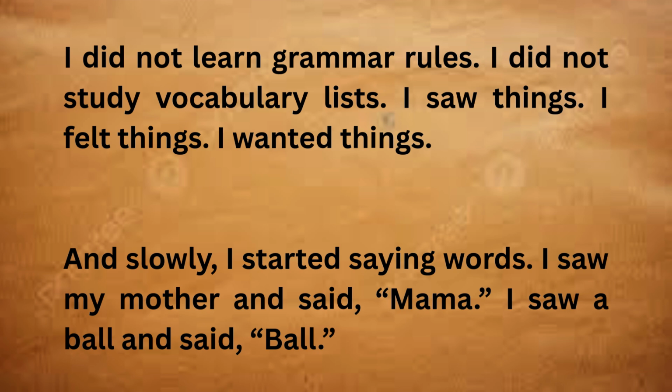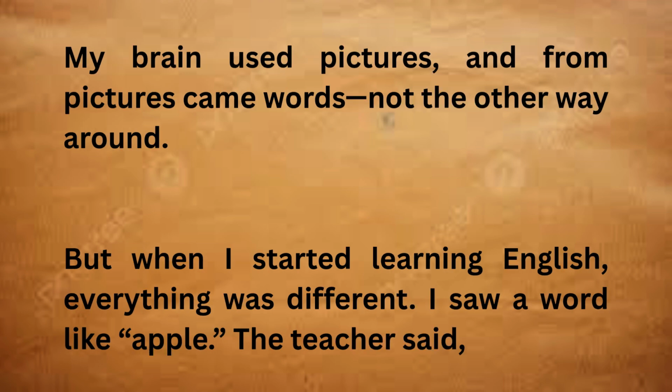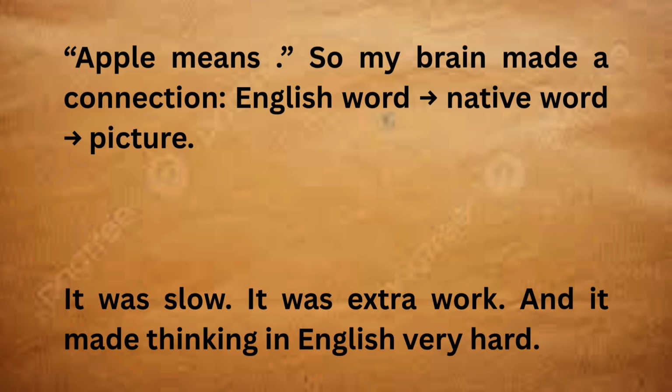I saw a ball and said, ball. My brain used pictures, and from pictures came words, not the other way around. But when I started learning English, everything was different. I saw a word like apple. The teacher said, apple means. So my brain made a connection: English word, native word, picture. It was slow. It was extra work. And it made thinking in English very hard.